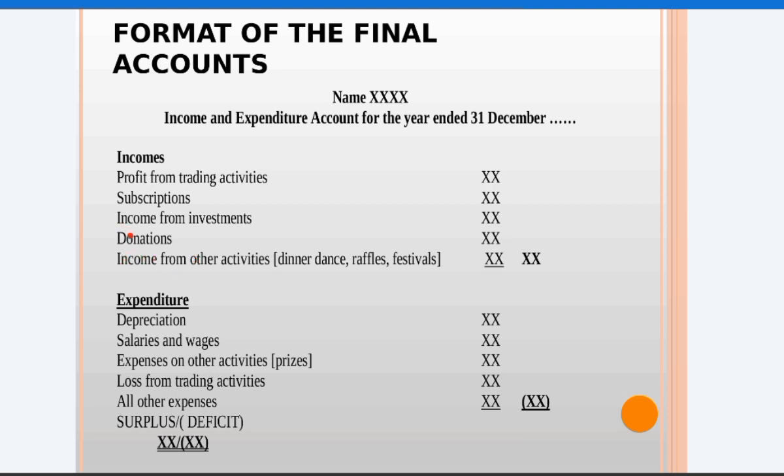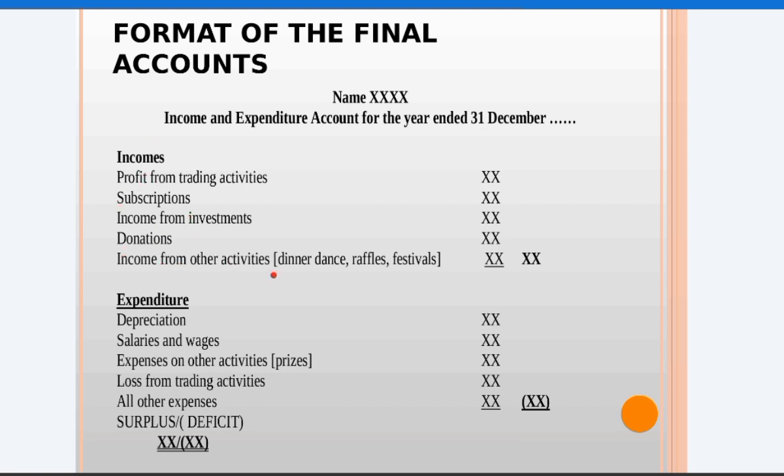So the donations that form part of the income of the non-profit making organization are those that are general. They are received with no conditions attached. And then, of course, lastly, we have income from other activities. So any other income apart from the above will be part of the incomes.